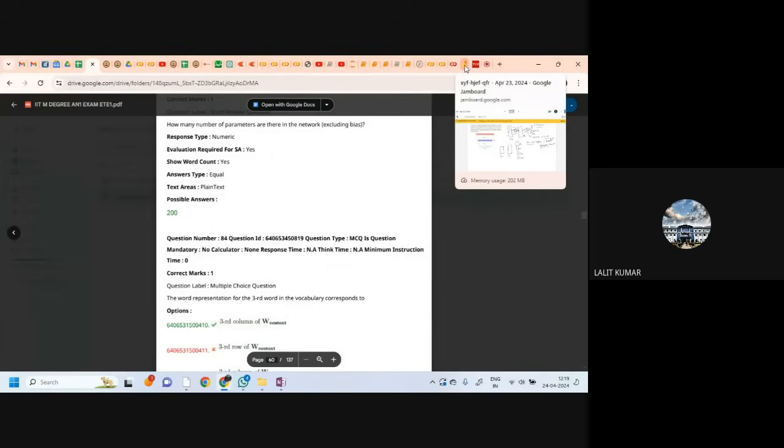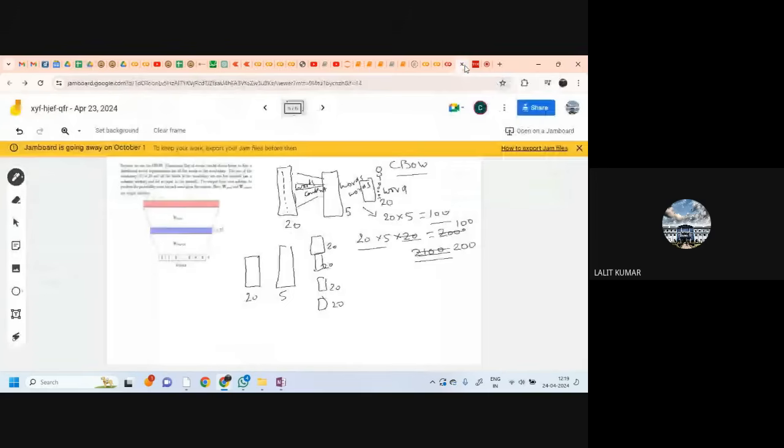The word representation for the third word in the vocabulary corresponds to what? See, this word context which is coming: this 1 corresponds to the first word, this to the second word, this to the third word. In this matrix, the third word will correspond to the third column.